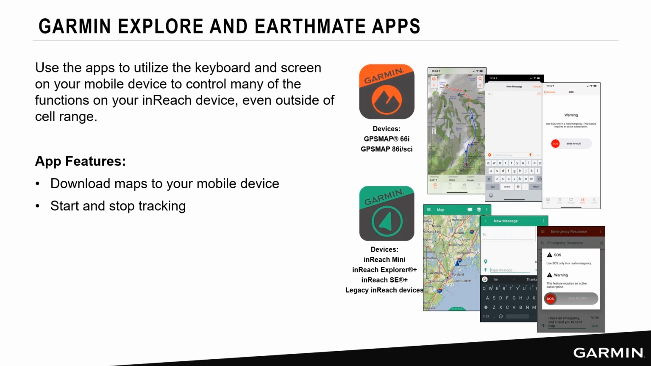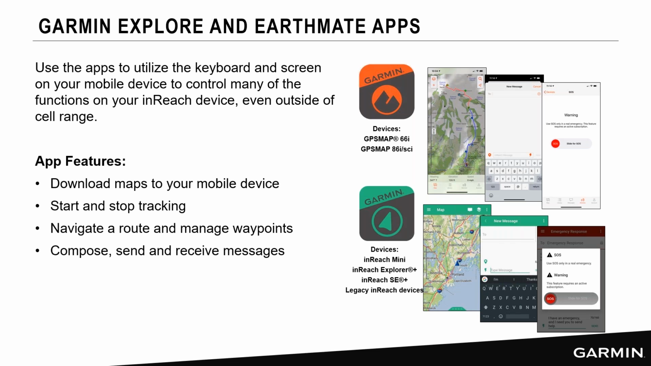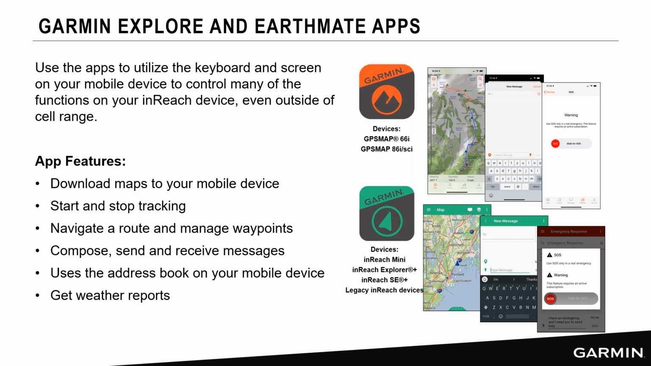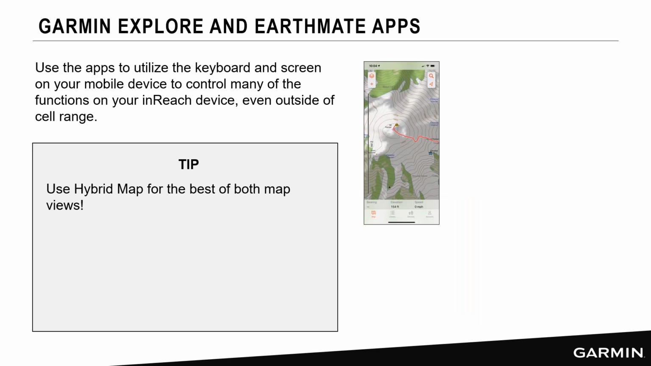It also records the data on the device and onto the map in Explore, so you get your breadcrumb trail. You can also navigate along a route that you planned ahead of time, or to different levels between the two products. You can create new routes and both of them allow you to create waypoints. Send and receive messages, use the address book from your phone. So if you didn't plan the contact ahead of time, you can use the address book from your mobile phone. And you can also get weather reports, and hopefully you don't need it, but if you do, you can trigger and cancel an SOS message.